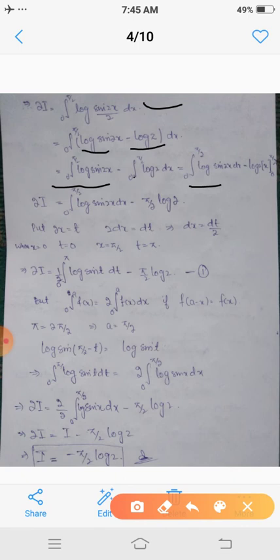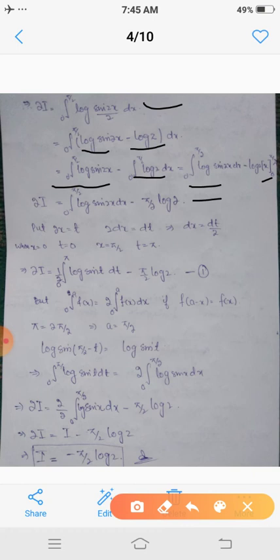Now this log 2 is a constant, so it comes out, and we simply get minus log 2 times the integral 0 to pi by 2 dx, which is simply x. So 2I is equal to the integral 0 to pi by 2 log sine 2x dx minus pi by 2 log 2, because using these limits it is pi by 2 minus 0, that is simply pi by 2.